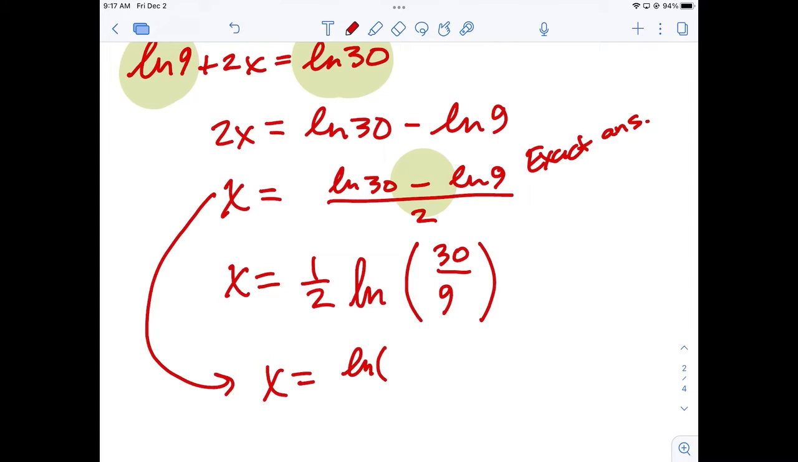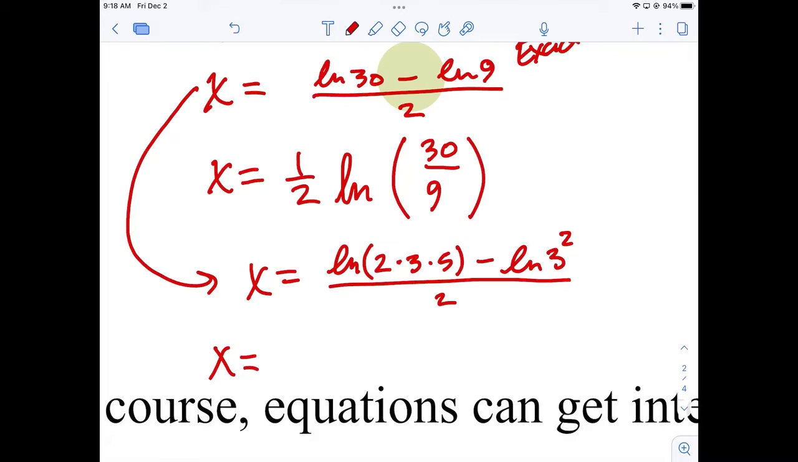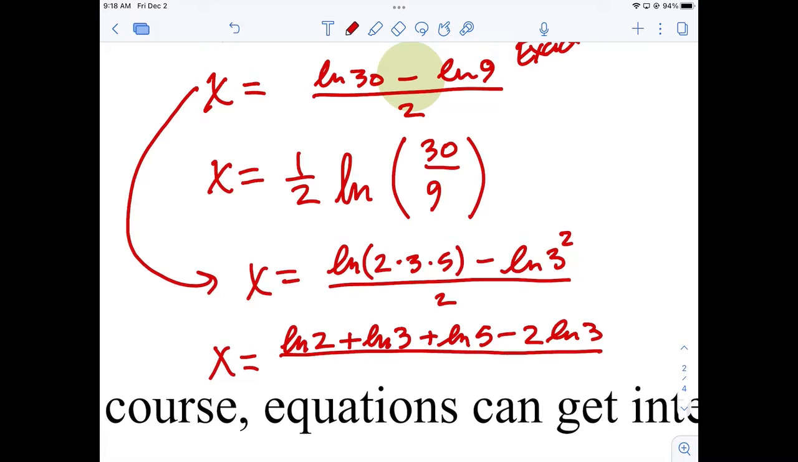30 is 3 times 10. So it's 2 times 3 times 5. And 9 is 3 squared. So here's another way we could do it. I could expand that in the top and say it's the natural log of 2 plus the natural log of 3 plus the natural log of 5 minus 2 natural log of 3 all over 2.